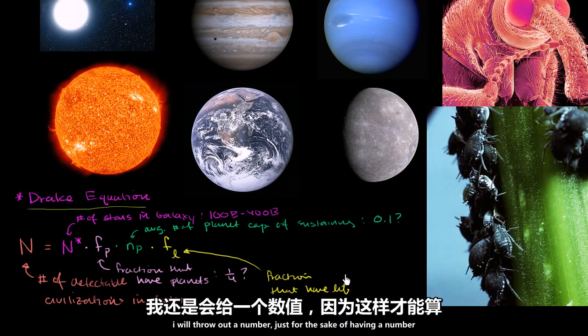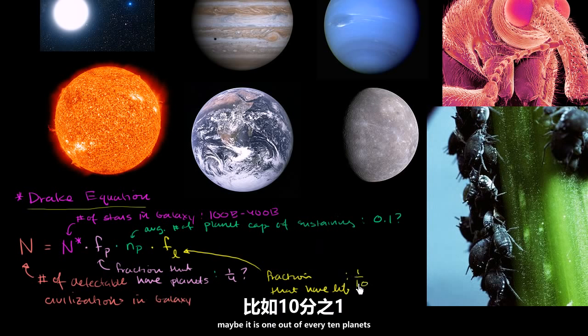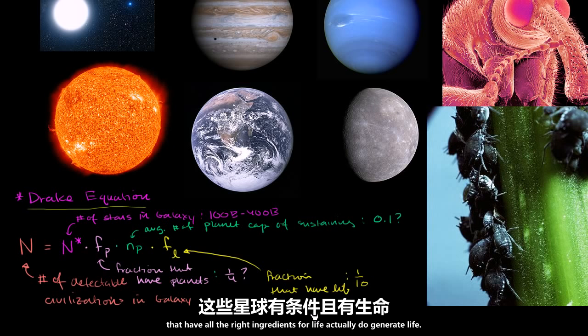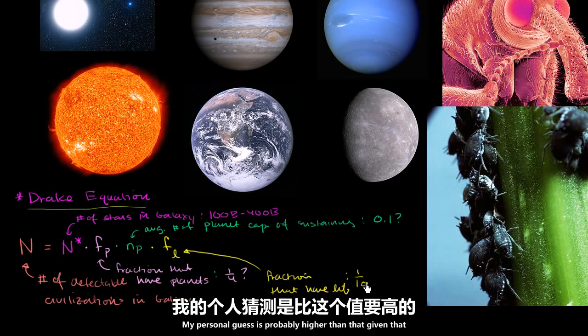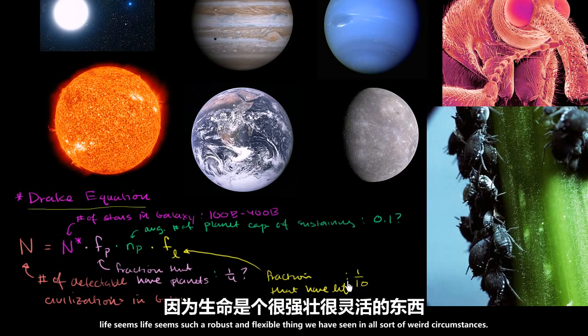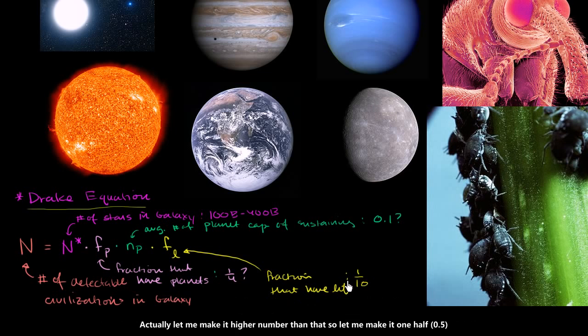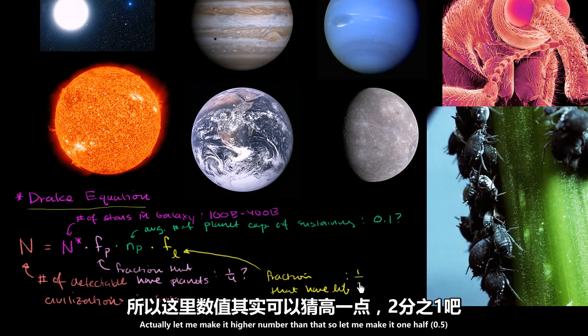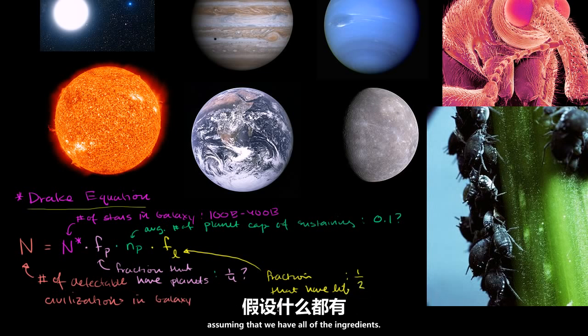I'll throw out a number just for the sake of having a number there. Maybe it's 1 out of every 10 planets that have all of the right ingredients for life actually do generate life. My personal guess is probably higher than that, given that life seems such a robust and flexible thing that we've been seeing in all sorts of weird circumstances. Actually, let me make it an even higher number than that. So let me make it 1/2, assuming that we have all of the ingredients.